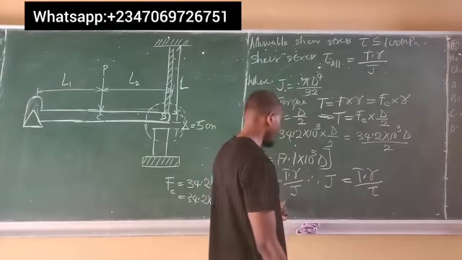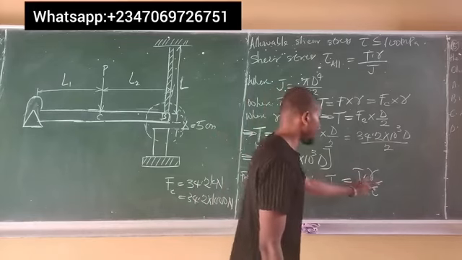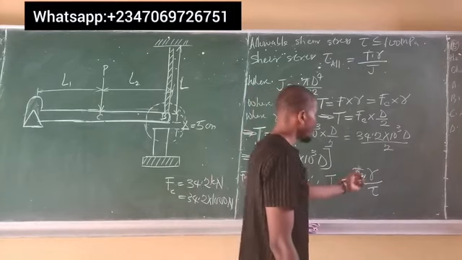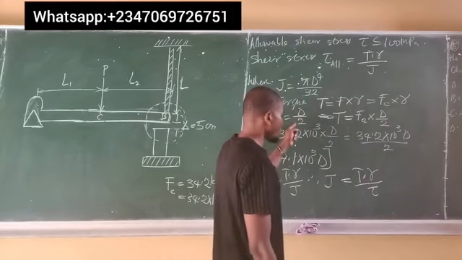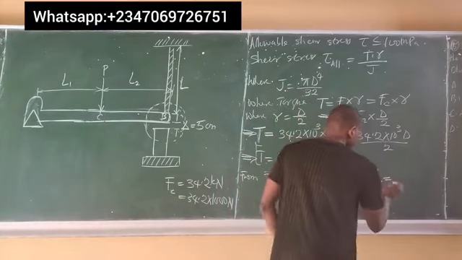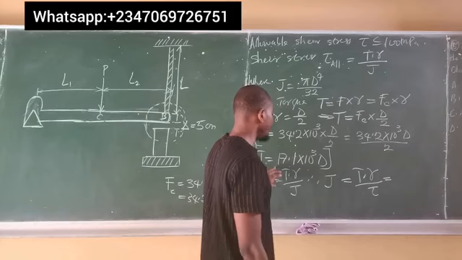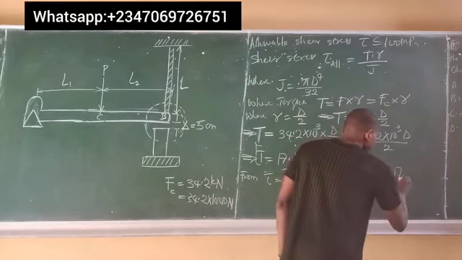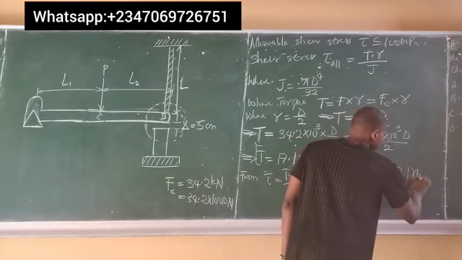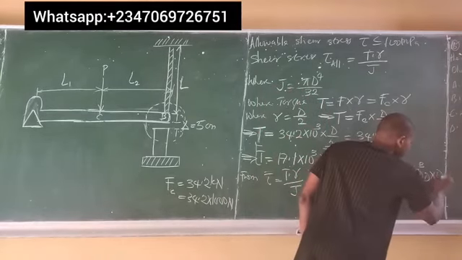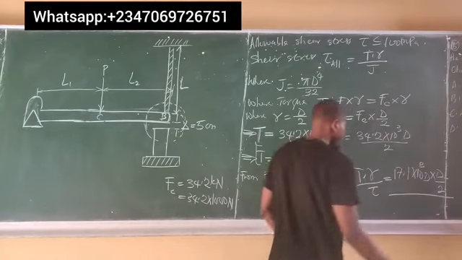Making J the subject of the formula from this equation, we have the torque times the radius divided by the shear stress. Now we know the torque. Once again, the radius is the diameter all over 2. So in place of torque we write 17.1 by 10 to the power of 3, multiplied by the radius, which is d over 2, divided by tau.